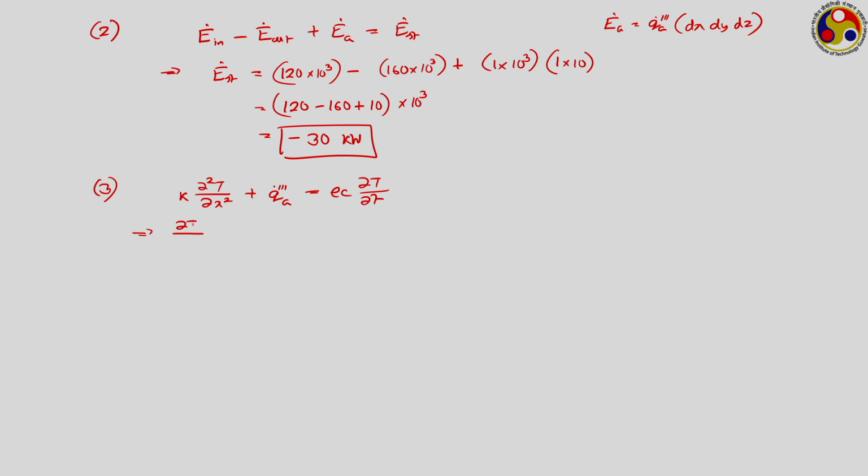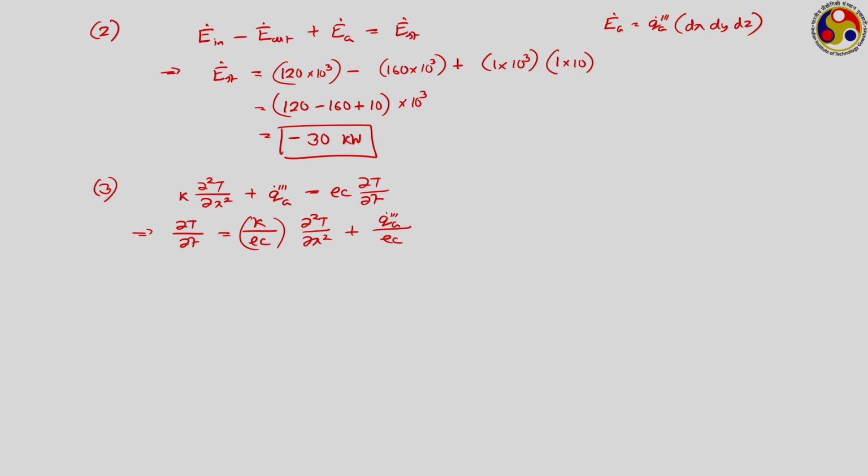Accordingly, the time rate of change of temperature at any particular location can be written as k upon rho c into dou 2 T dou x2 plus q g dot triple prime by rho c.